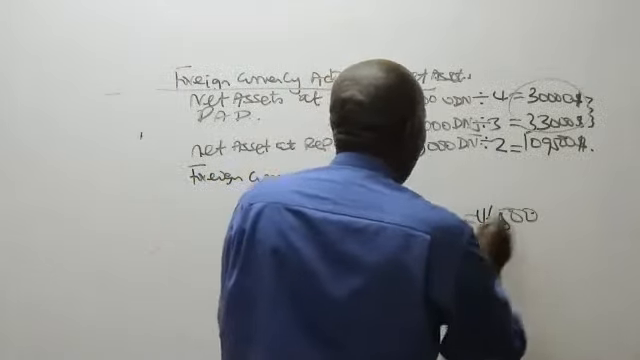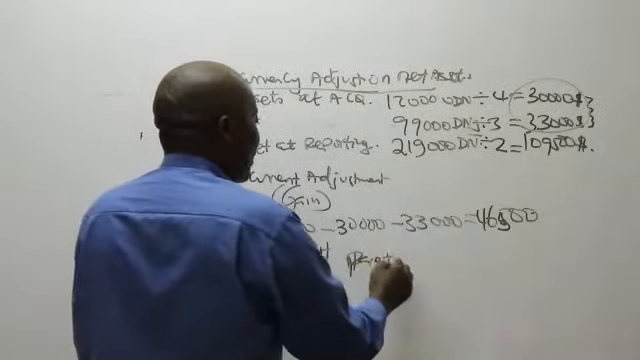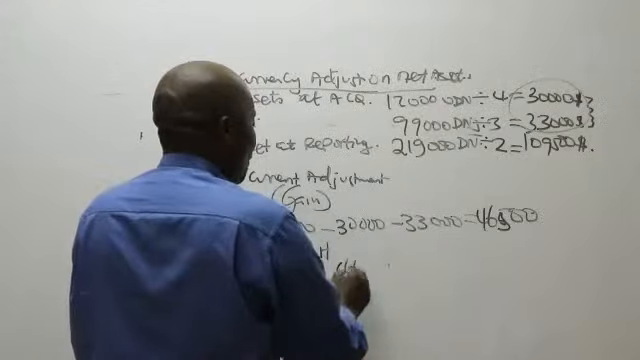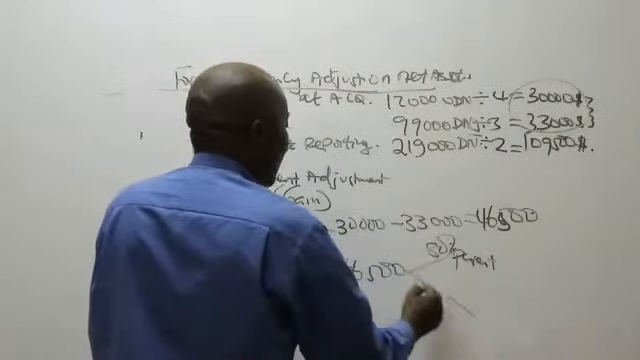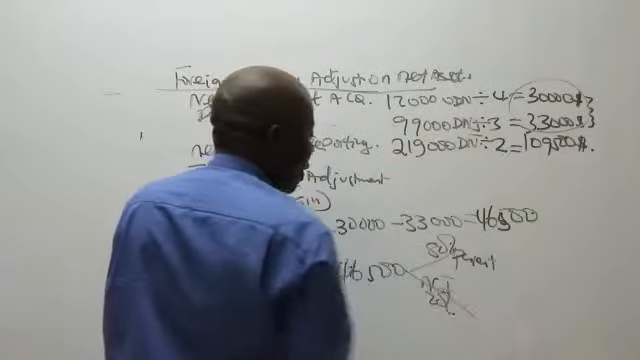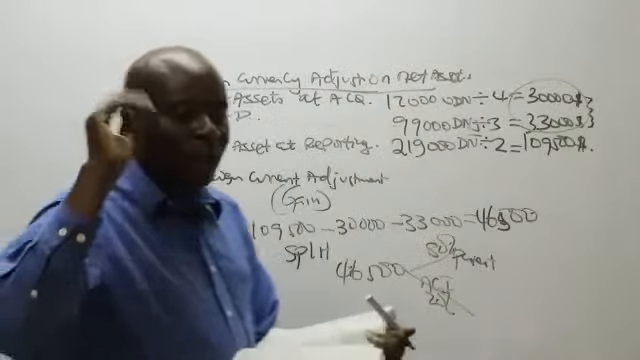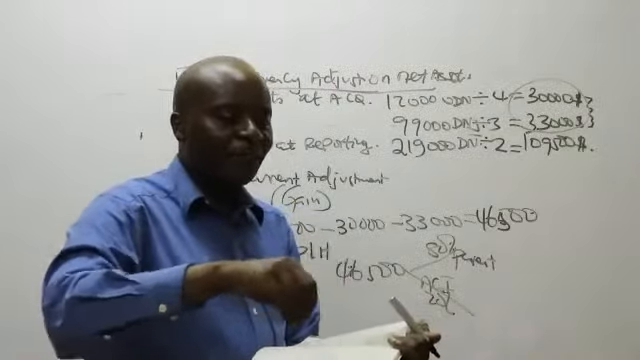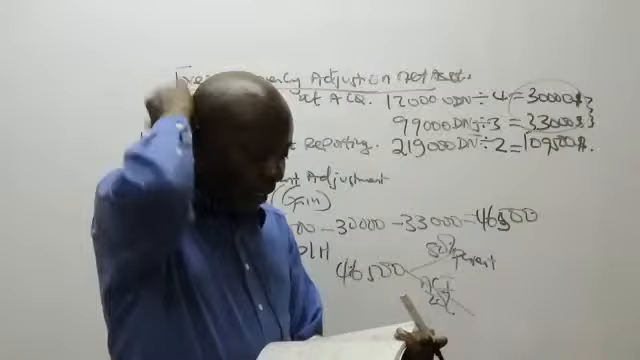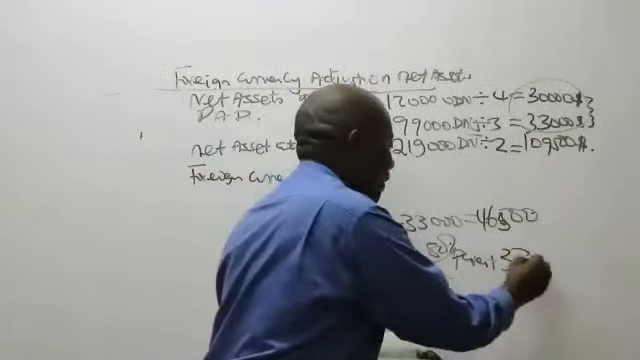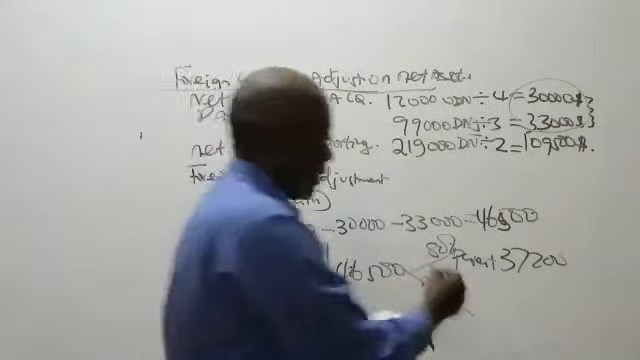This you split. Split it. The parent takes their share. So split the 46,500: the parent takes 80% and the NCI takes 20%. Split immediately. I can see Jackie and Kipkorino have raised their hands. Please, I would want you to ask questions by just typing there. So they tell me parent should be 37,200. How about NCI? 9,300. NCI 9,300. Thank you very much.